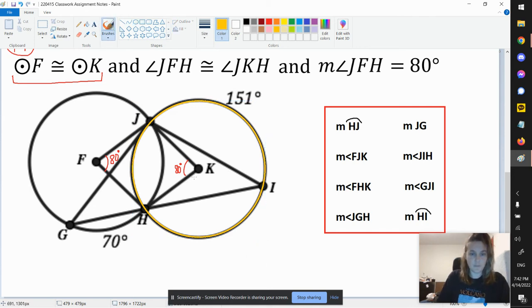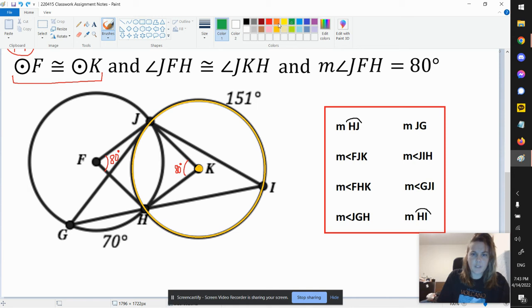So I just made circle K yellow to make it easier to see. Thus, we kind of know what this arc is based on this angle and what this arc is based on this angle. We know that, what else do you need to find? All around the yellow circle equals 360 when it comes to the arc lengths. Again, all the way around circle F also equals 360 when it comes to arc length. So this arc and this arc add up to 360. These are the arcs.